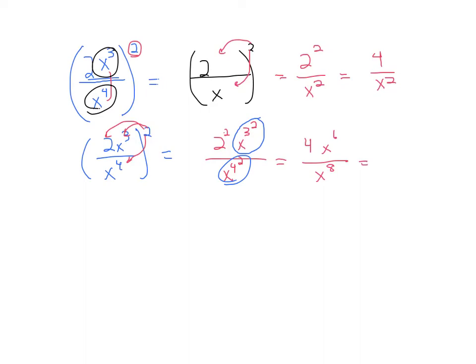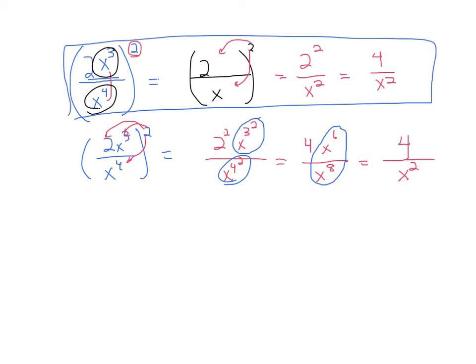Now we can clean this up, right, because we have these x's that need to be taken care of. So we have 8 of them on bottom and 6 of them on top, which means that we'll have 2 of them on the bottom. We'll get the same answer. Now you may prefer one way over the other. I tend to prefer the first way. I like to try to eliminate more things first so that I have less things to distribute to. You may not have that preference.